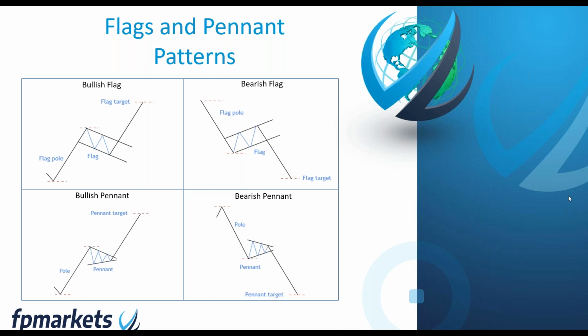As you can see from the slide, both flags and pennants rest upon what's known as a pole. For the flag, it's named flagpole, but this is really nothing to be concerned about. The key thing to note is the patterns are accompanied by a distinct pole. So what's a pole? Well, a pole is essentially a strong run, either higher for a bullish arrangement or lower for a bearish scenario. So with the bullish flag, we have a pole facing upwards, and for a bullish pennant, similarly facing upwards. For a bearish flag, the flagpole is facing to the downside, with the bearish pennant also facing to the downside.